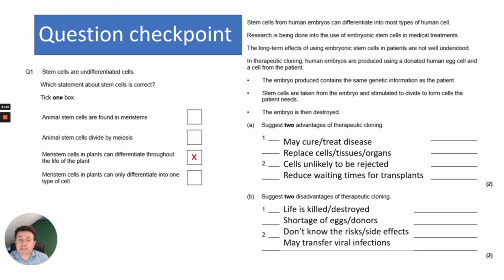Disadvantages, obviously, with embryos, if you use embryos, life is killed or destroyed. There might be a shortage of eggs or donors. The key thing is we don't know what the risks and side effects might be. Okay, and also a key thing here is if the cell contained a viral infection, you actually can transfer that viral infection into those stem cells. So you could actually transfer viral infections, which is quite severe. It could cause you lots of problems.